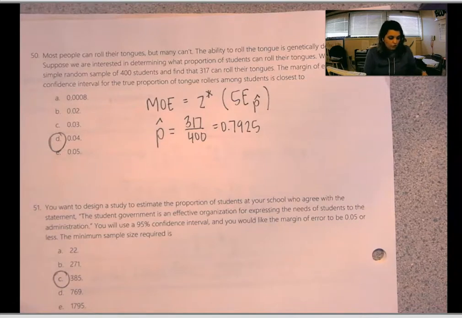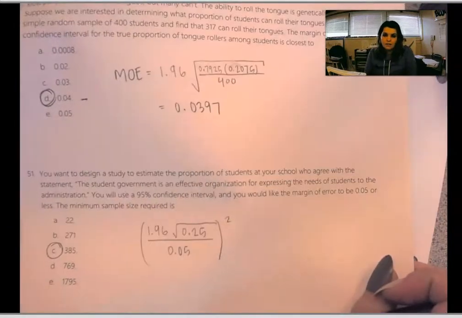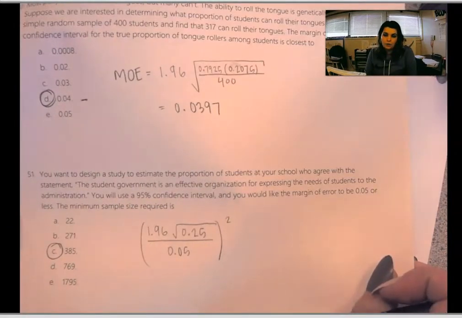So if I show you the work for those two, that's the amount of work that I have shown for number 50 and 51.